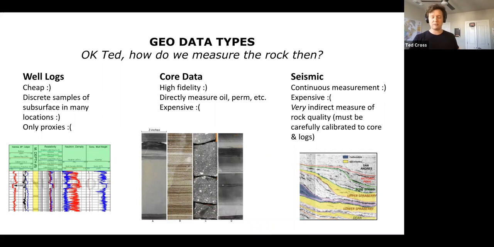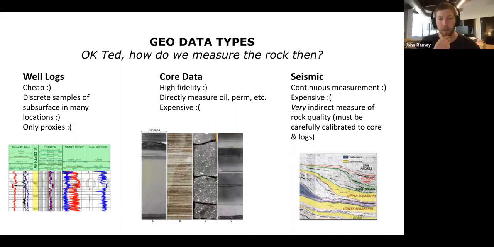It's expensive, so that's bad. And the other thing is it's seismic. If you want to relate it to rock quality rather than just rock structure, you have to in some way calibrate it to core data and well logs, to take some of the attributes of that seismic data and use them to get a continuous measure of rock quality.